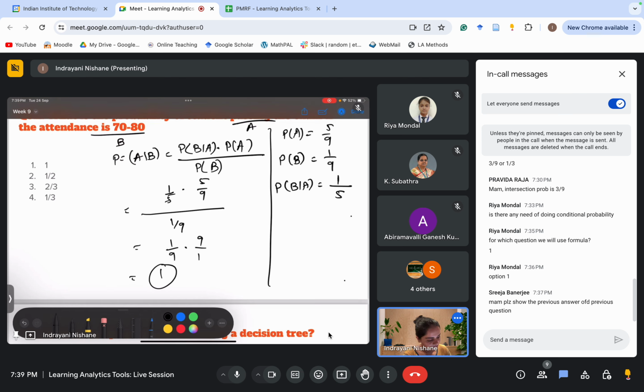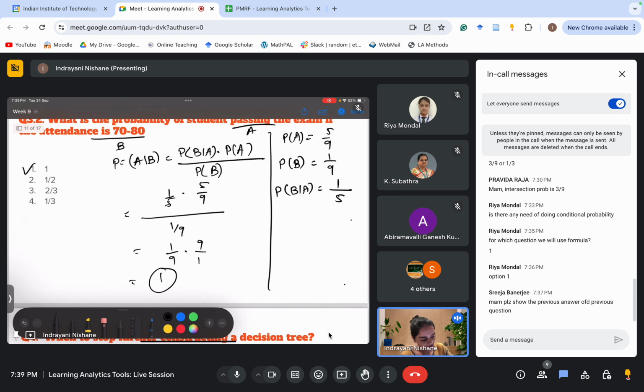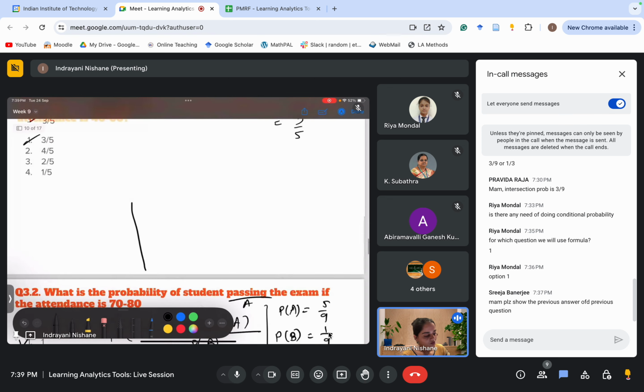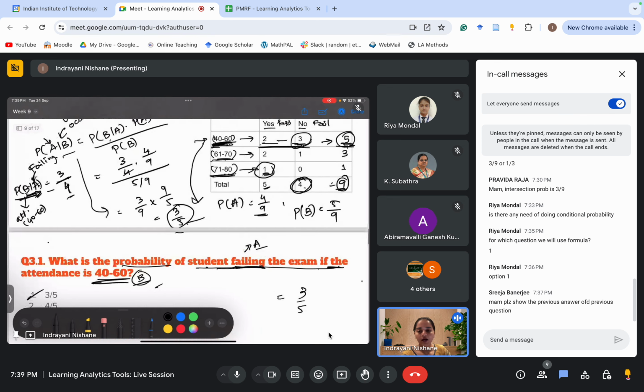So this is the final answer. Now, how to do this without applying this particular formula is, we will focus only on this particular row here, attendance 71 to 80. The question asked is, what is the probability that a student will pass if the attendance is between 70 to 80?